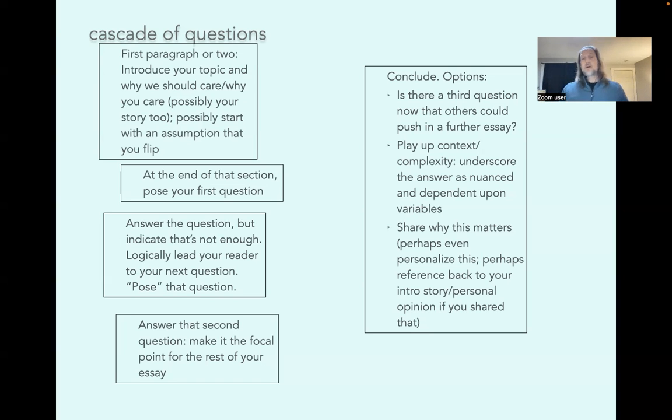Number 3, share why this matters, get back to significance, get back to how you could personalize it, maybe refer back to your opening gambit if you made a point or story or reference.